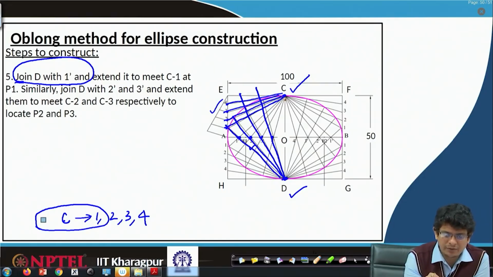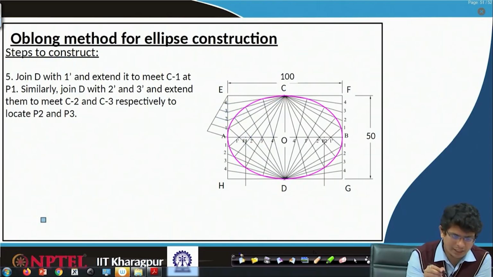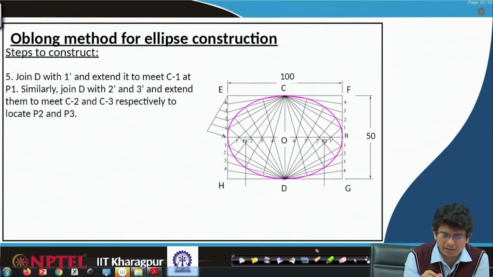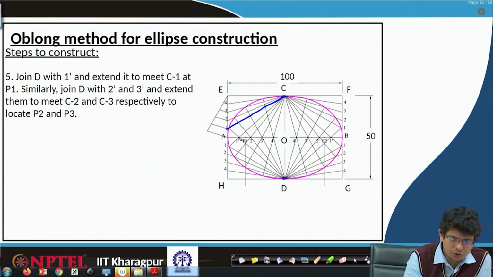Here, whatever line we are extending, for example, let us pick 1. Let us pick the first point, C to 1, it goes all the way up to that point. When we are joining D to 1 prime, this line goes all the way, intersects at that point, then finally goes all the way. So, wherever it is intersecting, let us stop it, let us call that point P1.